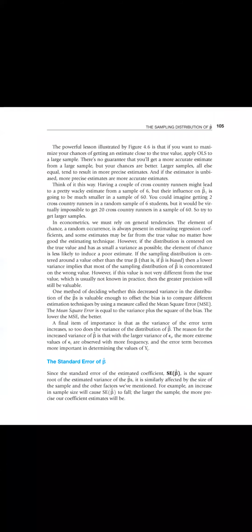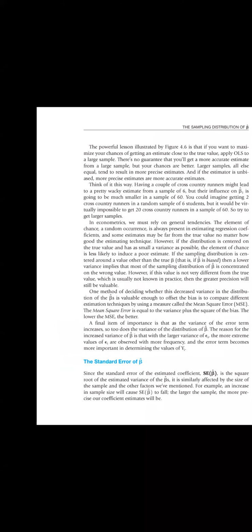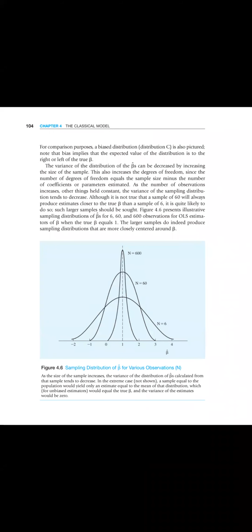So later again, I think in the next session. But since the standard error of the estimated coefficient is the square root of the estimated variance, it is similarly affected by the size of the sample, of course, right? What they were showing here, by the way, these n's are the sizes of your samples. So if you test 6 people, the variance is going to be big. So there's a likelihood that your beta coefficients are not going to correspond with the true beta, right? That likelihood is increased. But as you keep increasing the sample, the standard error is reducing, right?